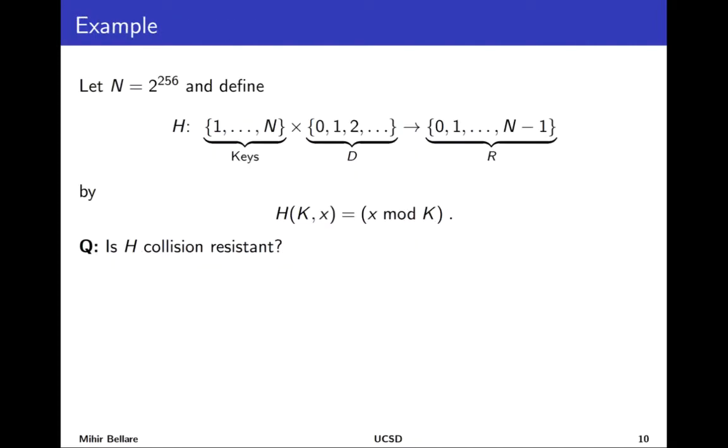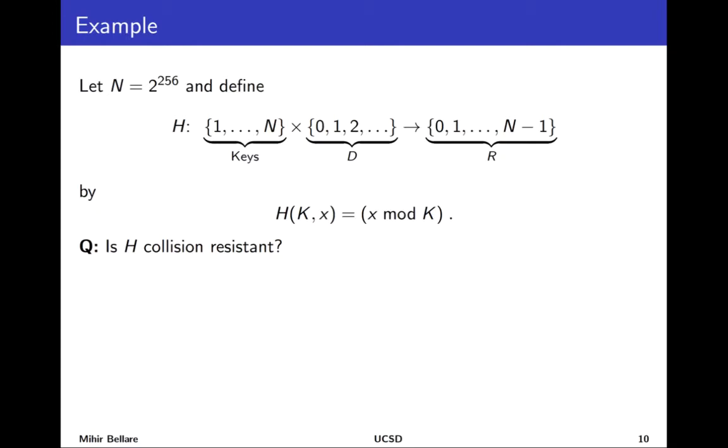Let's try to exercise the definition and also, as usual, build up our attack muscles by finding collisions in some kind of example function. So let's fix a large number n, like 2 to the power 256. And I'm going to define a function. The space of keys is all integers from 1 up to n. So there's 2 to the 256 keys.